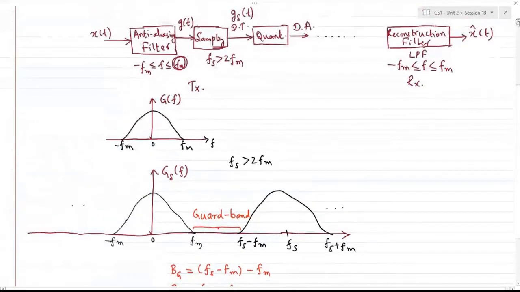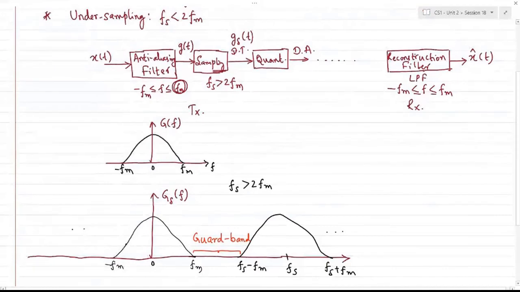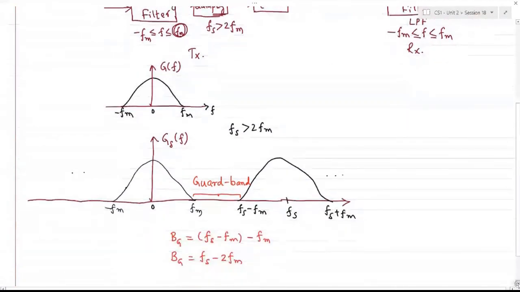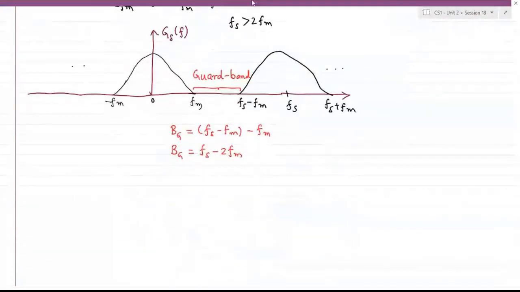The guard band ensures that there is no hard design expectation for the reconstruction filter. If these two were very close to each other, then I would have to have a low pass filter with very sharp rise time and fall time edges. But the separation with the guard band will ensure a relaxation on the design aspects of the reconstruction filter. So I can have my reconstruction filter, or the low pass filter, at the receiver.